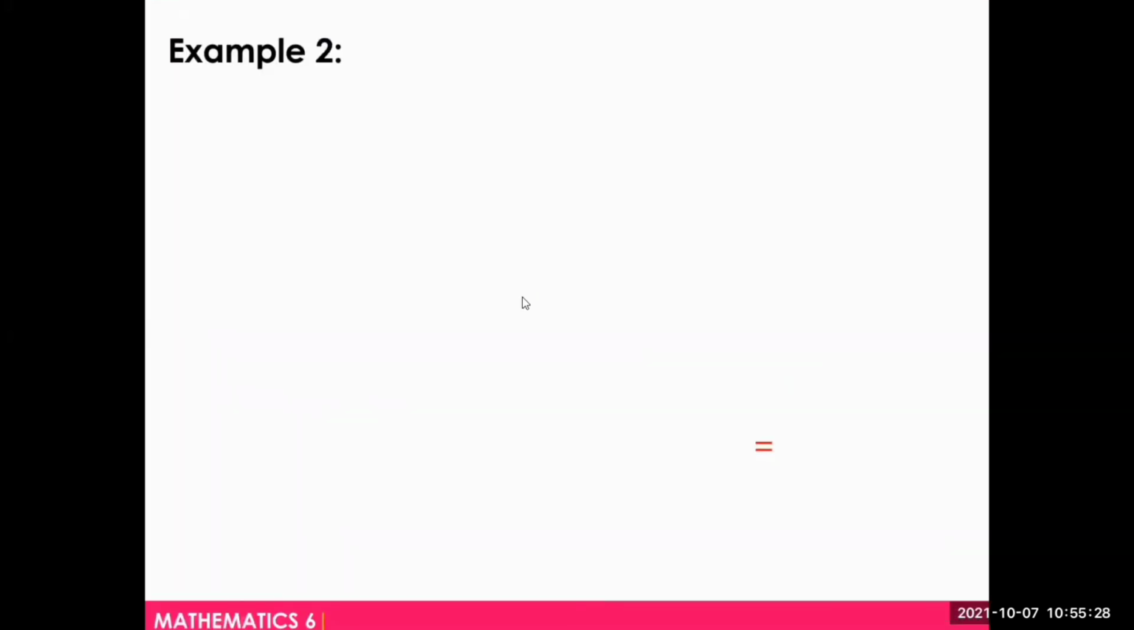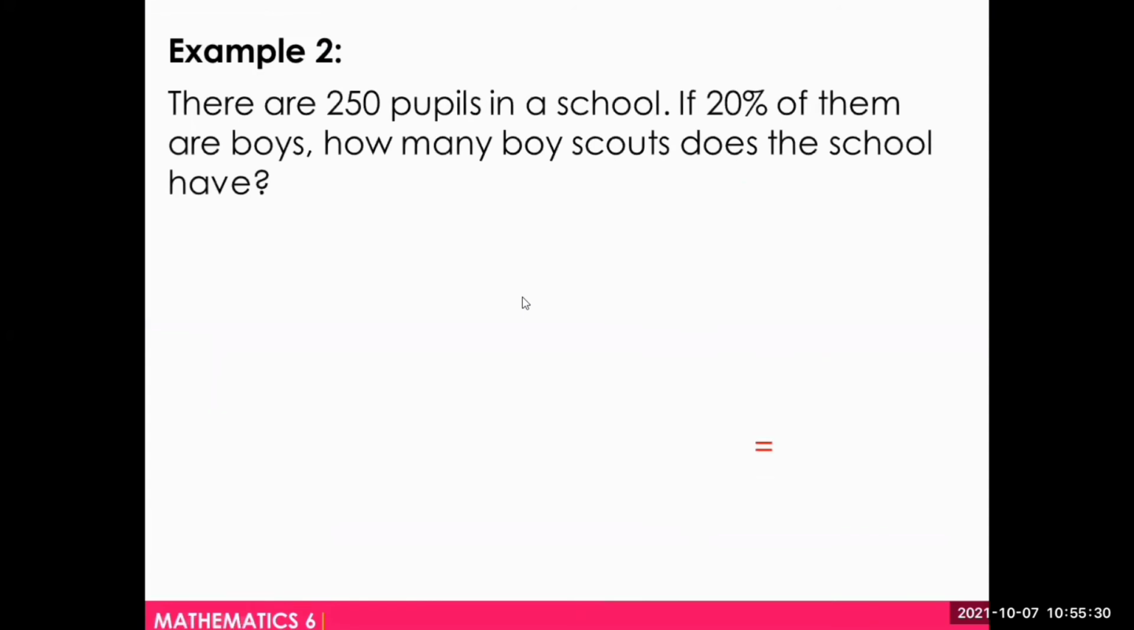Next, example number 2. There are 250 pupils in a school. If 20% of them are boys, how many Boy Scouts does the school have?